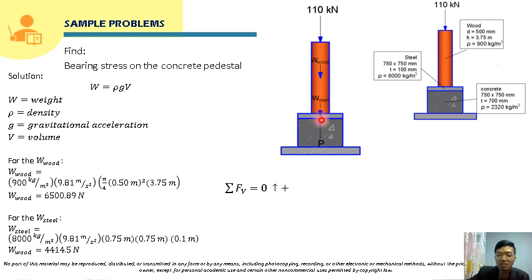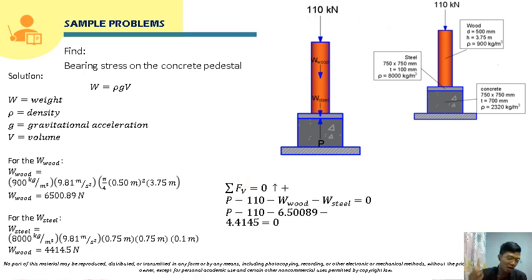in the concrete. So using summation of forces vertical, assuming upward forces as positive, so this will just be P minus 110 kilonewton. This is in kilonewton, this 110. So that is 110 kilonewton. And for the weight of the wood, it should also be in kilonewton. So the weight here of the wood is 6,500.89 newton. So it should be converted to kilonewton, and that is 6.50089 kilonewton.